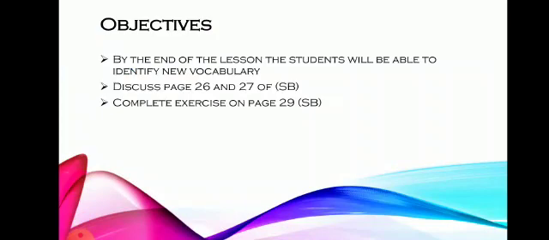Let's look at the objectives for today. By the end of the lesson, the students will be able to identify new vocabulary, discuss page 26 and 27 of the student book, complete exercise D on page 29 of the student book, and learn about the sequence of events in the story.